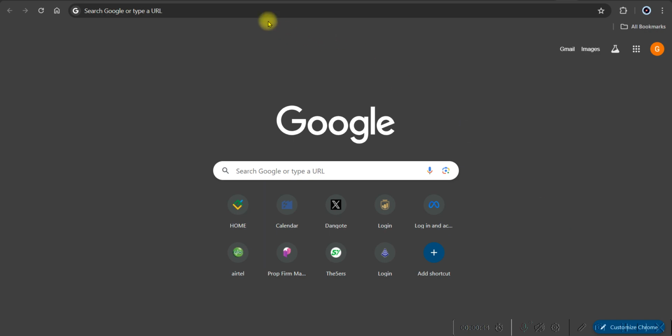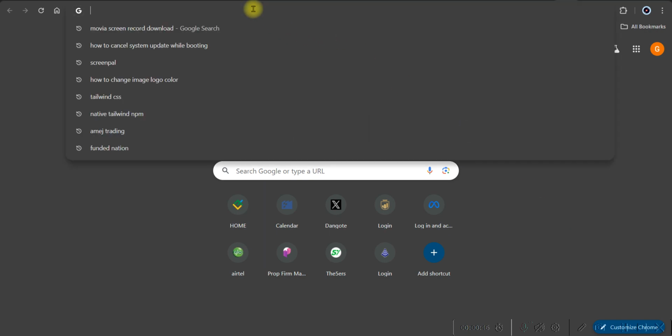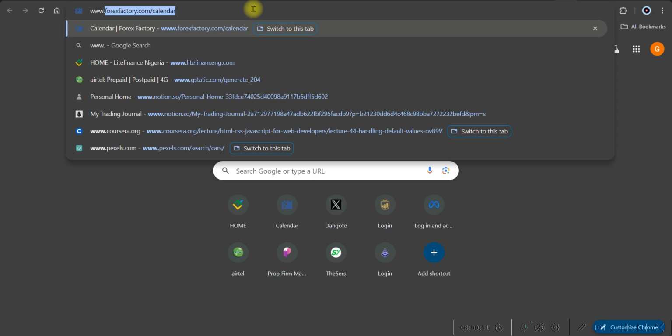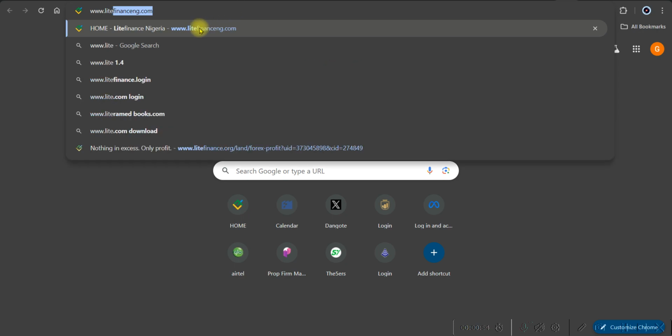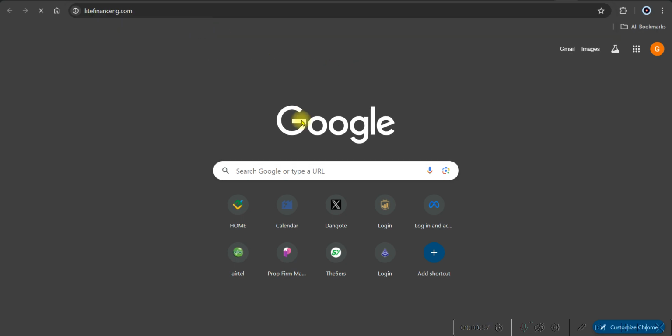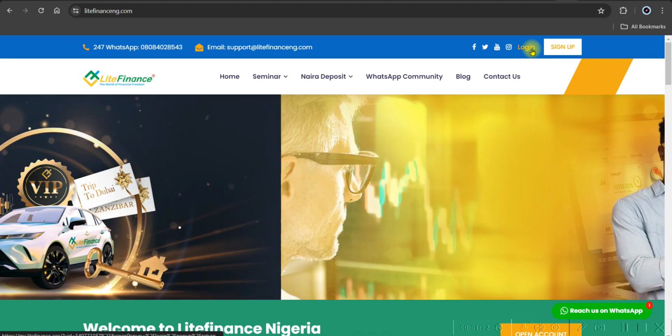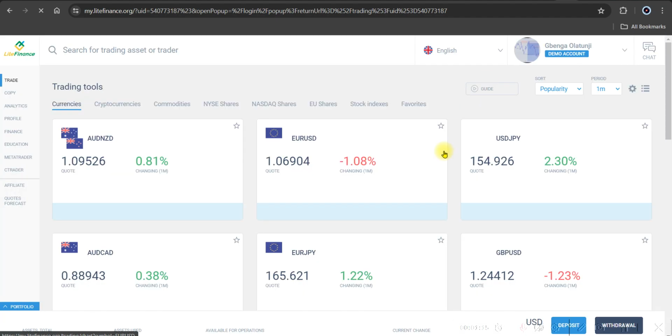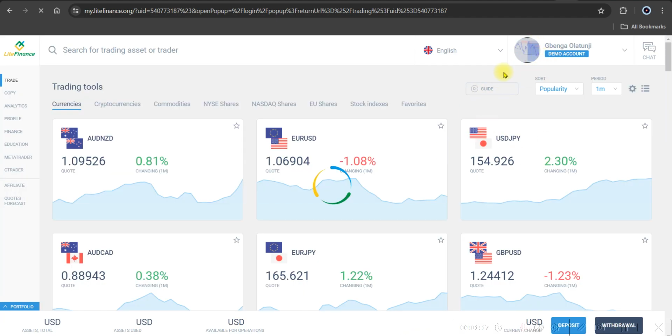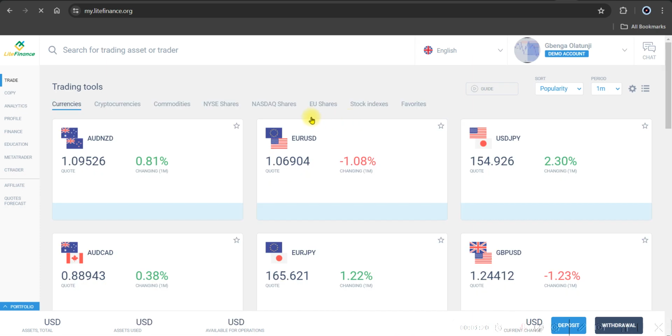The next thing to do is to go to our website address, www.lifefinance.ng.com. I click that, then it's going to load and take me to the landing page. If you are a new user, you can sign up, but I have an account already, so I'll click on login. My password is already saved, so I'm logged into the account now.